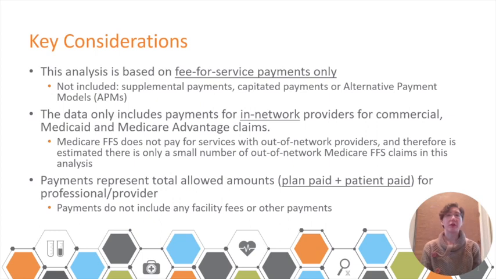So to sum up what Claire has been saying from a methodological standpoint, this tool looks at fee-for-service payments. It looks at allowed amounts. It looks at professional claims only, and it looks at in-network claims only. There's a small side note there that Medicare fee-for-service doesn't submit data in a way where we can distinguish in-network and out-of-network claims, but Medicare fee-for-service so rarely pays out-of-network claims that we felt confident just including all of those as in-network in our data set.